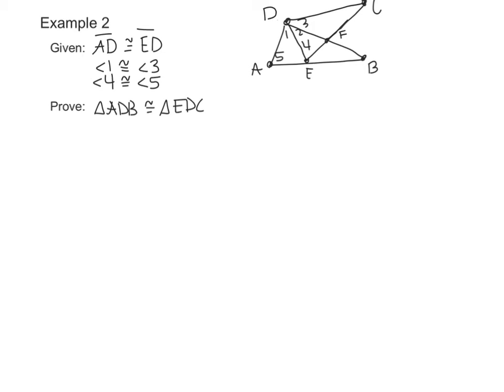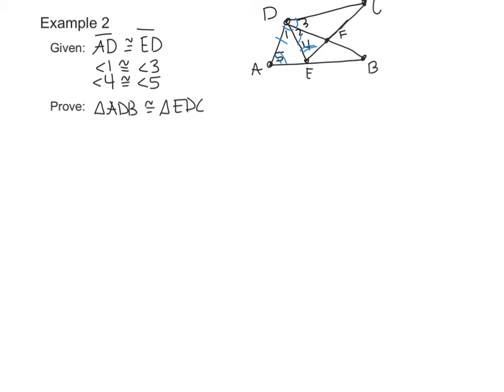Okay, so given some information, I know that AD, let's use blue, AD is congruent to ED. I have that angle 1 is congruent to angle 3, and angle 4 is congruent to angle 5. And I want to prove that triangle ADB, so this guy right here, is congruent to EDC, so this guy here.